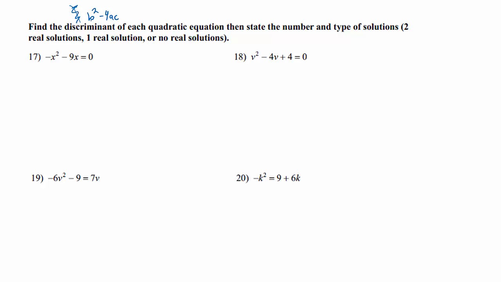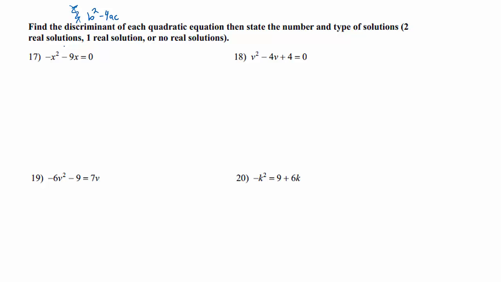If we get a positive number, there are 2 real solutions. If we get 0 exactly, it's 1 real solution, and if we get a negative number, it is no real solutions, because they would be imaginary. So we do a, b, and c.